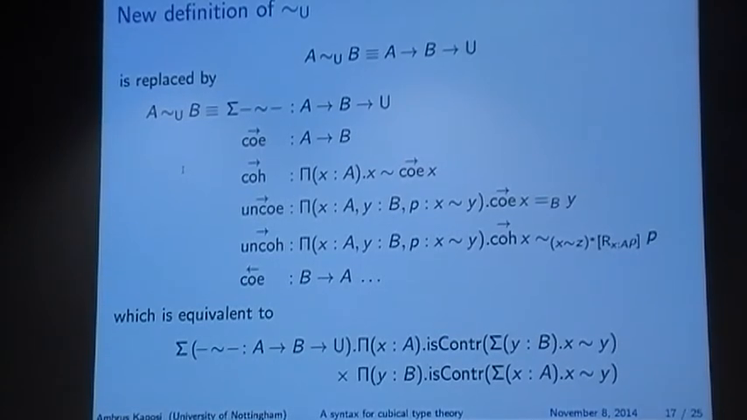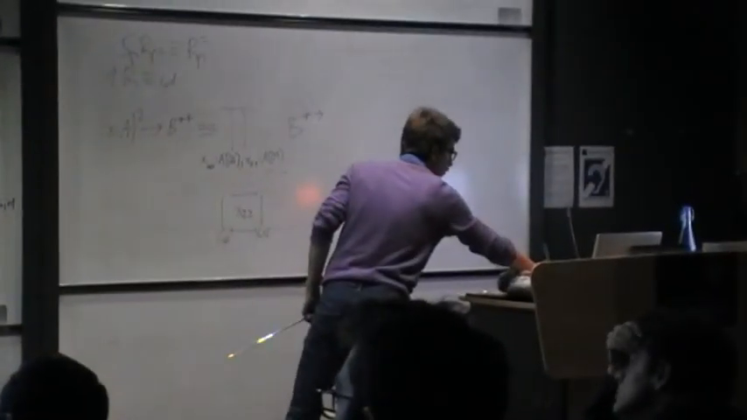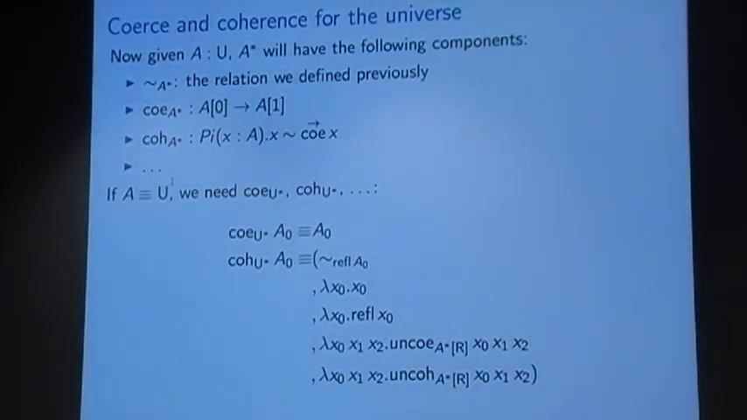Okay, so now I replace this definition of tilde u. Now I need to do some more work, because previously for each type A, I defined A star, and A star was just tilde A. So for a type, I only had to provide one relation. Now instead of just providing one relation, I also need to provide this coerce, this coherence, and also these uncoerce and uncoherence. And I need to do this work.